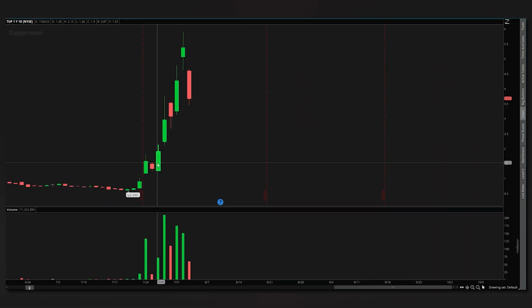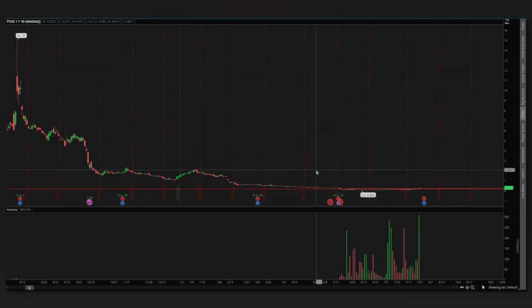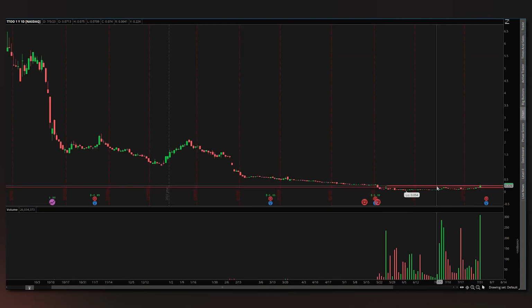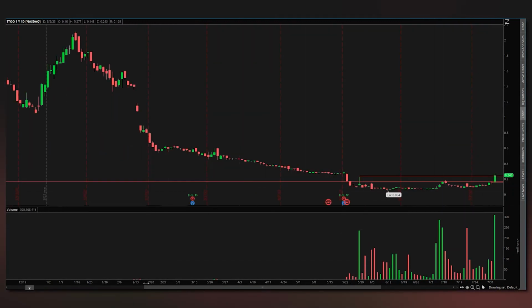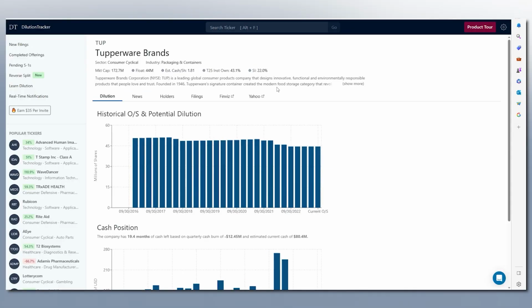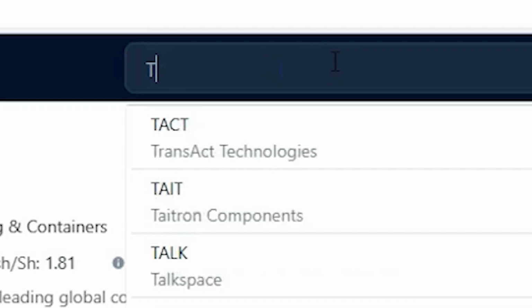We're gonna go through the same checklist, but for the last multi-day breakout that I played, which was last night, August 2nd, TTOO. So the first checklist on TTOO, I'm gonna zoom in so we have a better view of the chart because it's all the way beaten down. First thing, presence of dilution, right? It's not always gonna be straightforward like Tupperware.